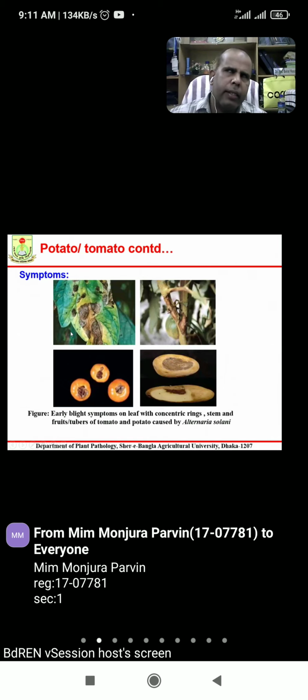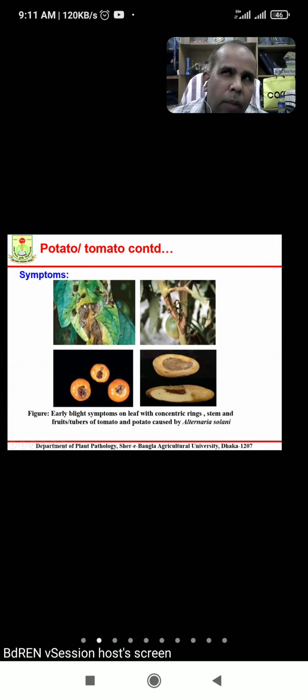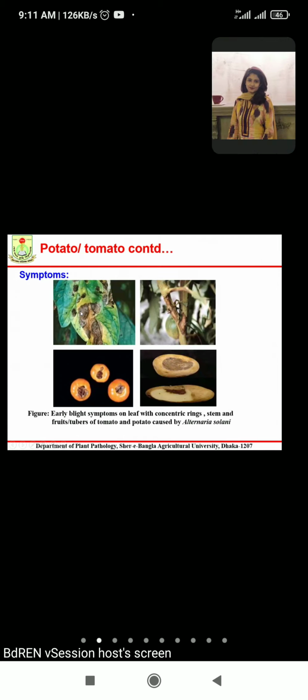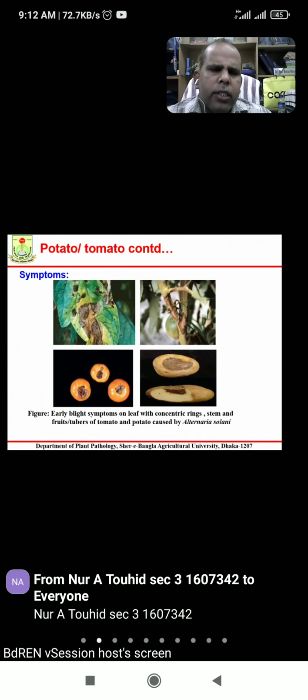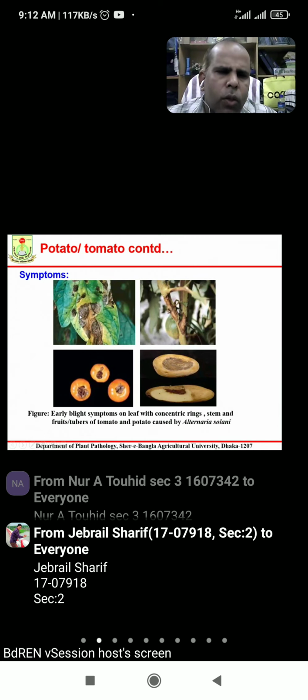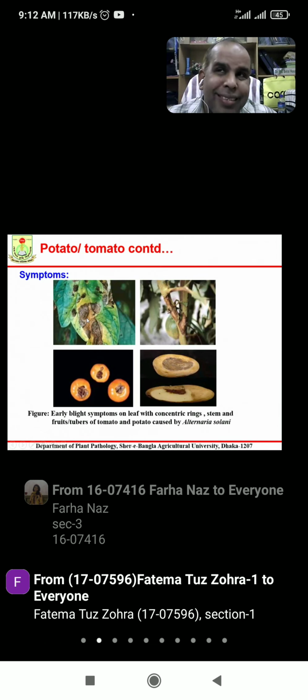I'm telling this again to repeat it. Firstly, minute spots appear on the leaf, and then the spots enlarge in size, irregular to circular in shape. And within the spot, a very notable, remarkable thing is that there are some concentric rings. You can see here, this is the concentric ring. Okay.